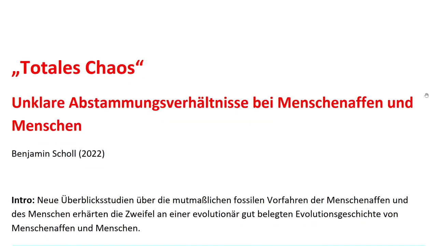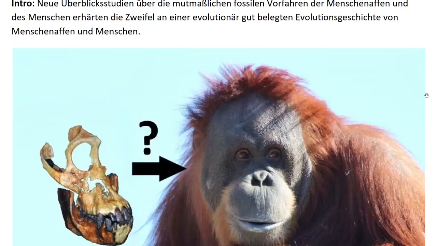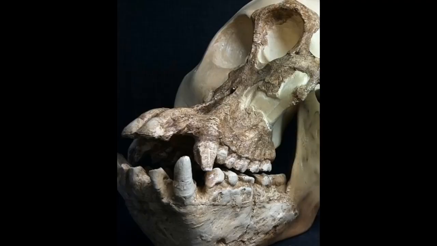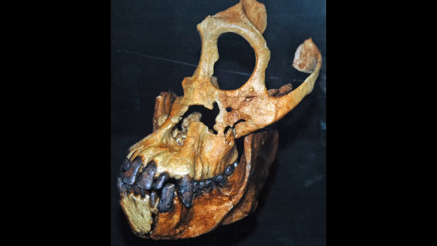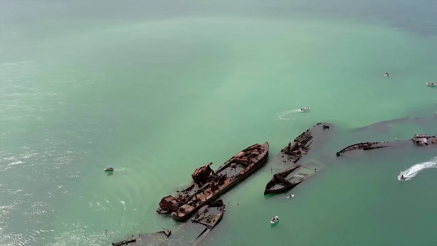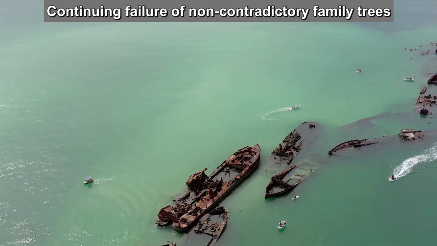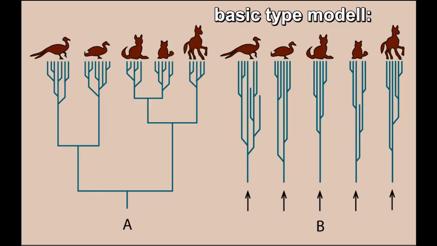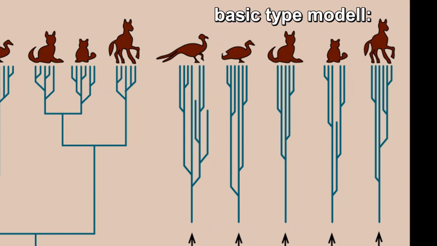A new special paper of mine entitled, translated, Big Mess, Unclear Ancestry in Apes and Humans, deals with the subject of an evolutionary ancestry of apes and humans. And the result is that, despite the dozens of fossil species that have been found, this evolutionary common ancestry is extremely poorly established. The continuing failure of nearly contradiction-free family tree reconstructions, which could explain the origin of present-day ape species, strengthens the basic type model, as we will see when we look at the data later in this video. The basic type model assumes that separately created basic types of apes and humans were made by God.